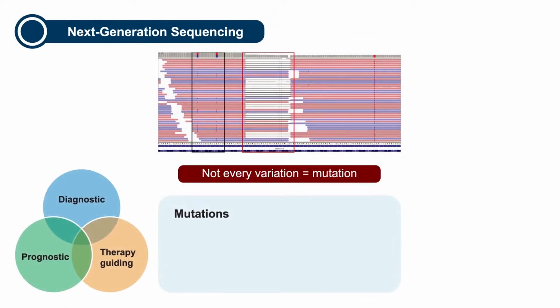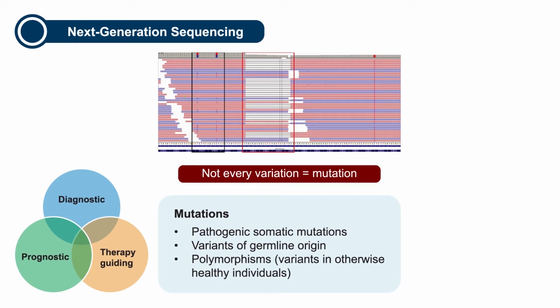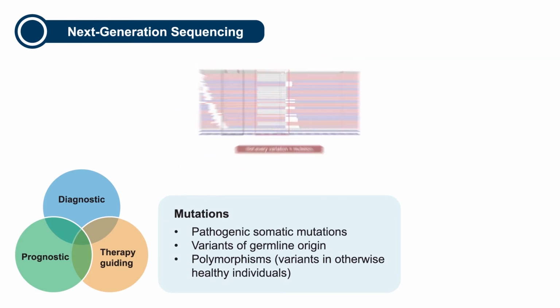Some mutations are understood clearly to be somatic mutations that are pathogenic, but other variants could be of possible germline origin, whereas others are known to be polymorphisms or variants that are present in individuals who are otherwise healthy. Usually making those distinctions is easy, but sometimes that takes an educated call on the part of the molecular pathologist.